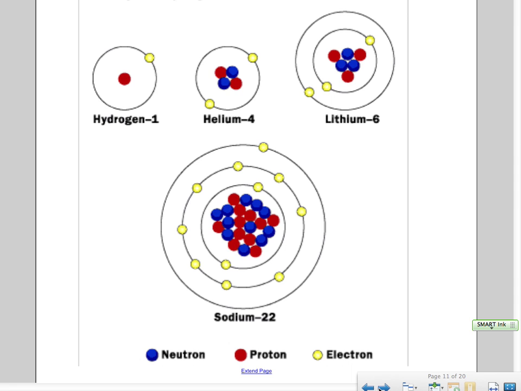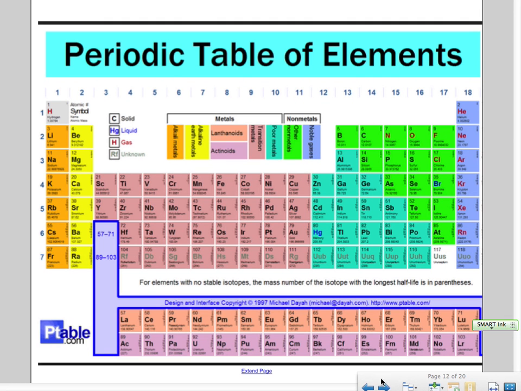So let's take a look at the periodic table. It's really cool to see that everything has order. Everything is organized in a specific way, and these are all of the elements that we know of. And from this table, we can tell how many protons, neutrons, and electrons every single element has using the information that is on each element in this table. So let me show you how.